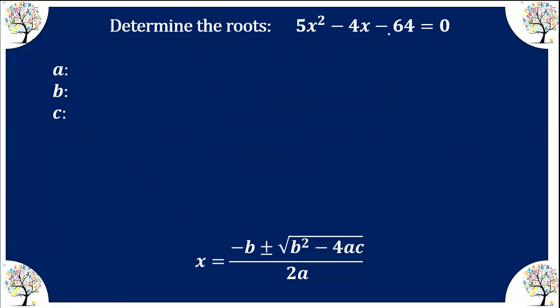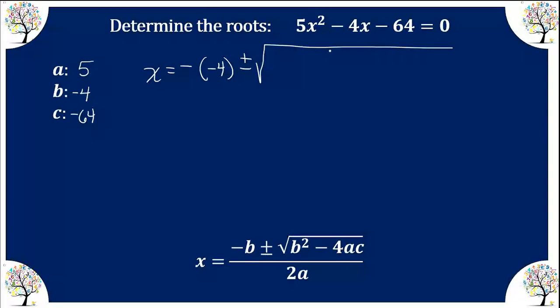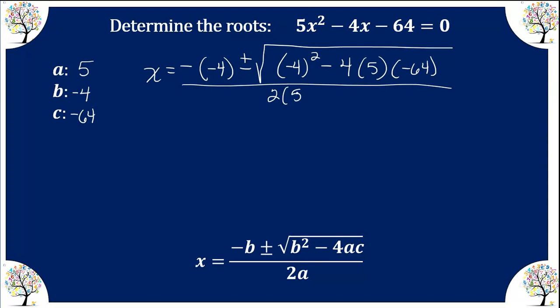Our next one, our equation is set equal to 0. A is 5, B is negative 4, and C is negative 64. Plug in, we have negative B plus or minus the square root of B squared minus 4 times A times C all over 2 times A. Again, it's very important. Just plug in everything. On your first step, use some parentheses and be really careful when you're plugging in.